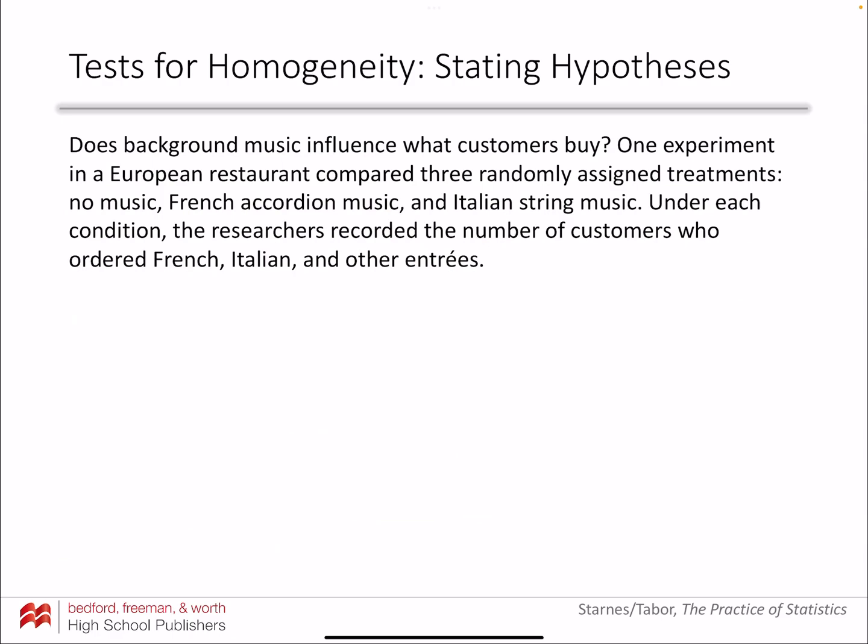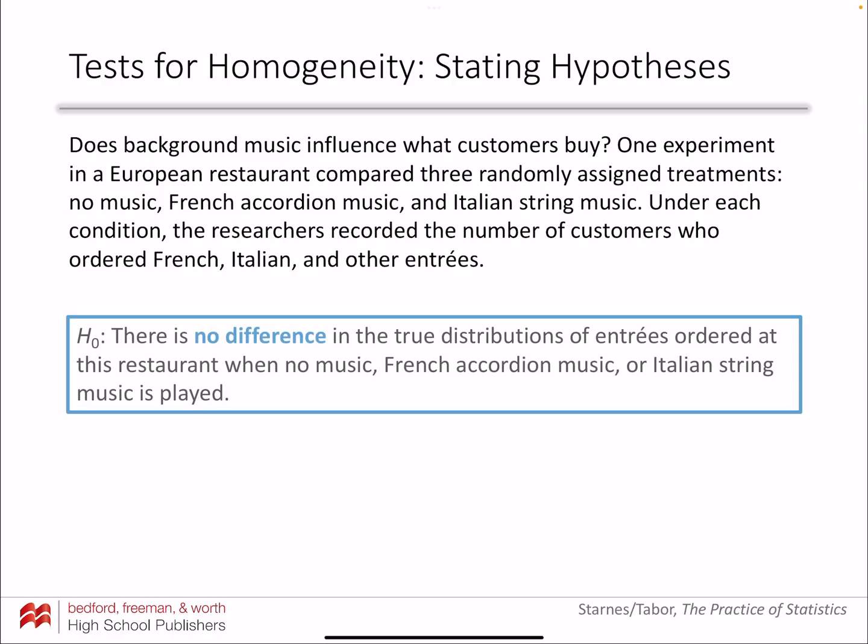So let's start with a quick example. Does background music influence what customers buy? One experiment in a European restaurant compared three randomly assigned treatments: no music, French accordion music, and Italian string music. Under each condition, the researchers recorded the number of customers who ordered French, Italian, and other entrees. Our null hypothesis is that there's no difference in the true distribution of entrees ordered at the restaurant when the different types of music are played.